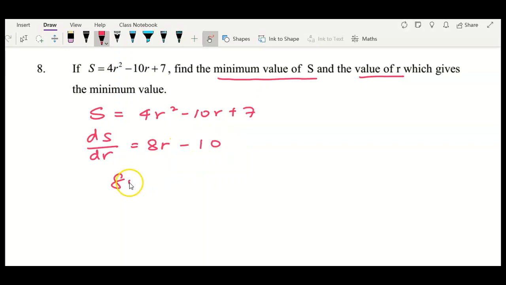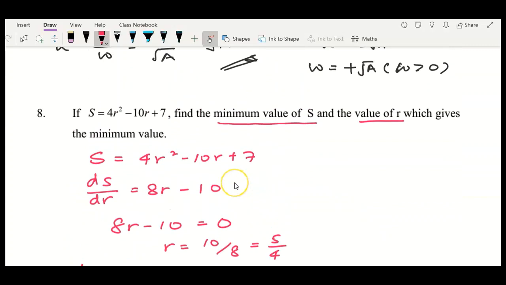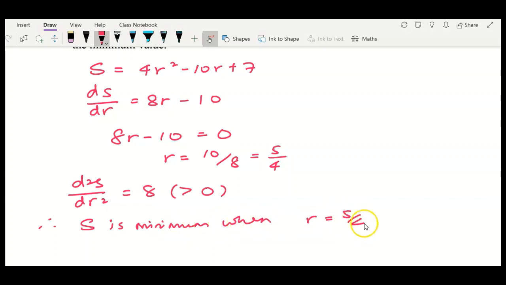Then you let dS/dR equal to 0. You get 10 over 8, 5 over 4. Alright, R equals 5 over 4. And we have to confirm that this R makes our S a minimum. We need to find d²S/dR², which will give positive 8. The value of the second derivative is positive, meaning that we can conclude that S is minimum when R equals 5 over 4.